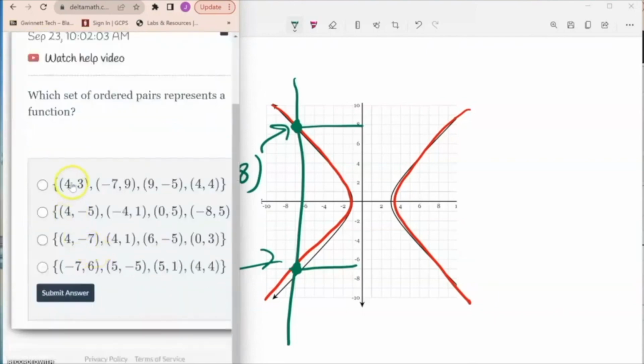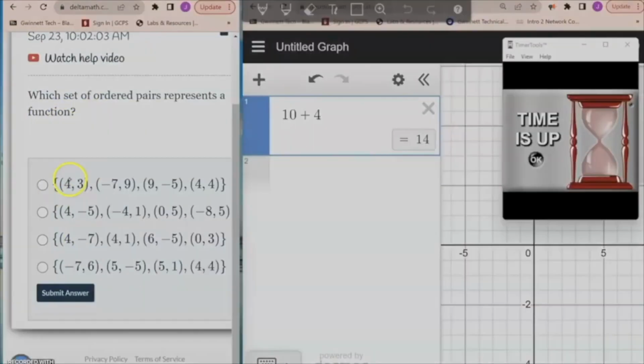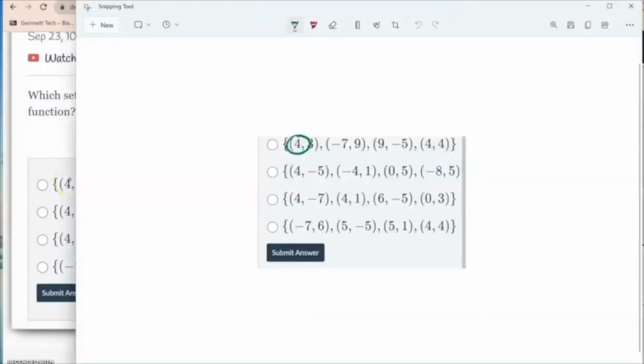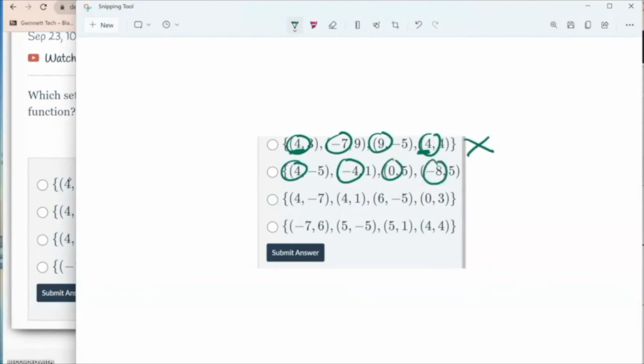So, which one represents a function? I need the x not to repeat. Let me do this again. All right. Looking at my x values. Does it repeat? Yes. So this is not a function. X values. Does it repeat? No, this is a function.